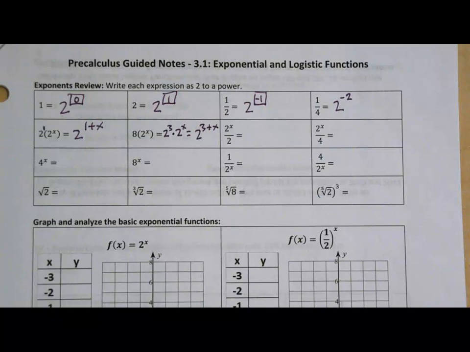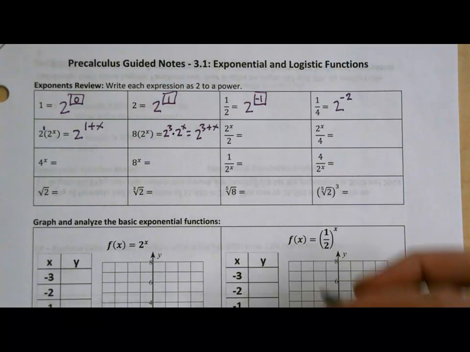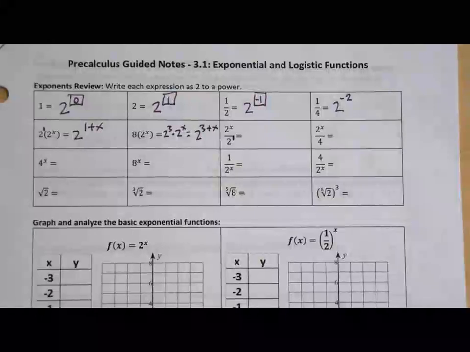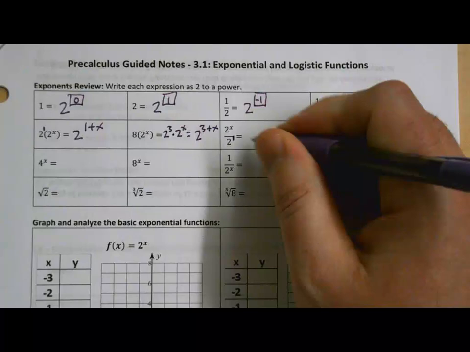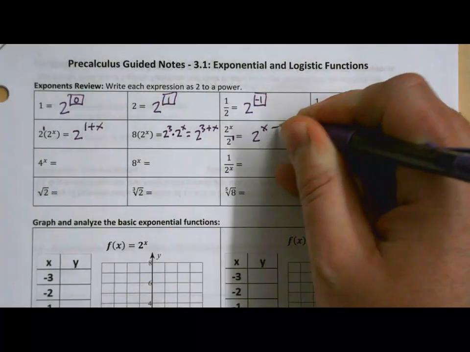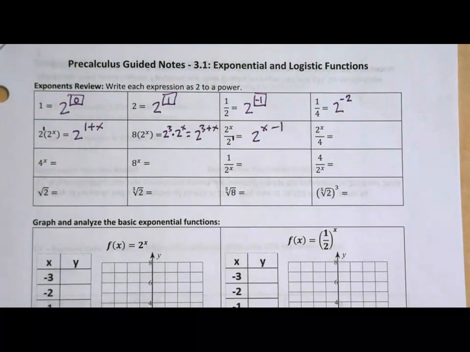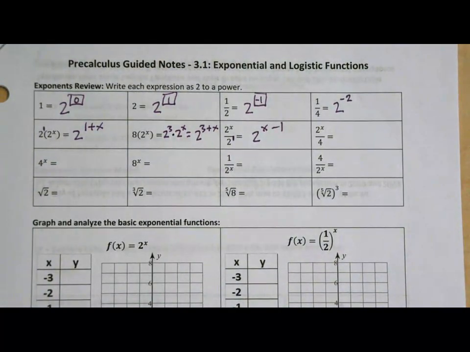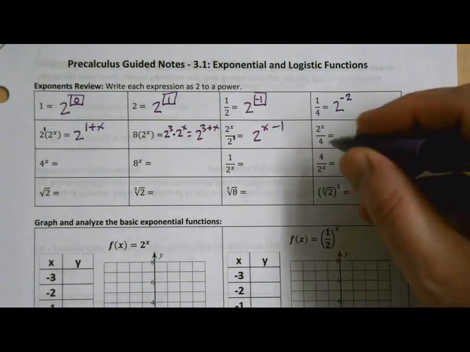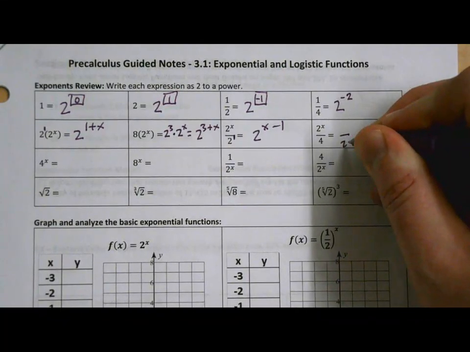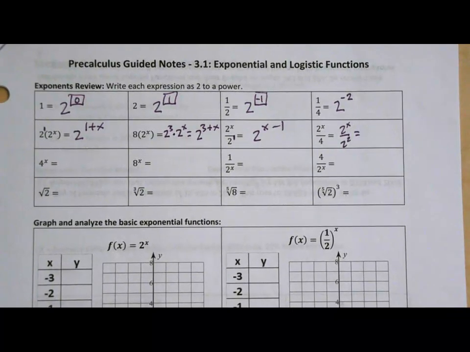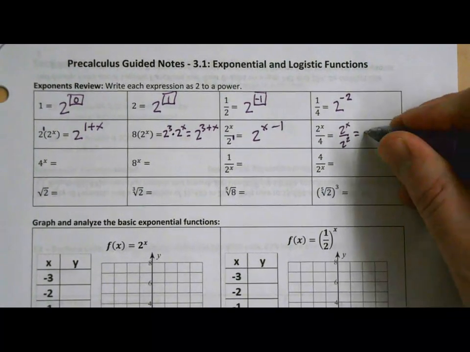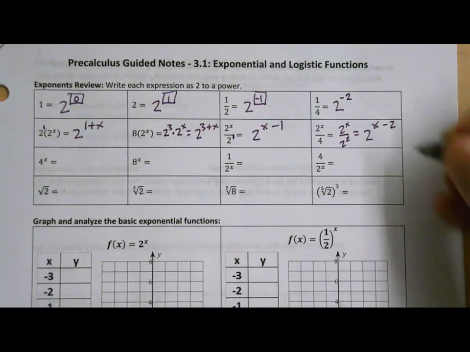All right, what are we going to do here? Ooh, I'm dividing exponents. What should I do with my x and my 1 this time around? Subtract. All right. x minus 1. What do you say on this next one? We think of this 4 as 2 squared. That would just be 2 to the x minus 2.